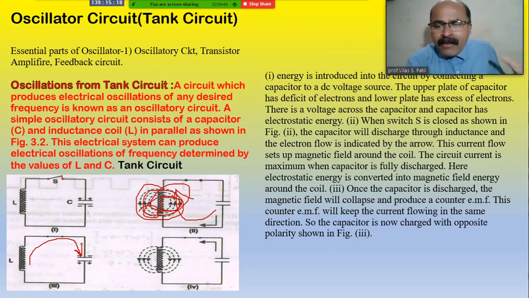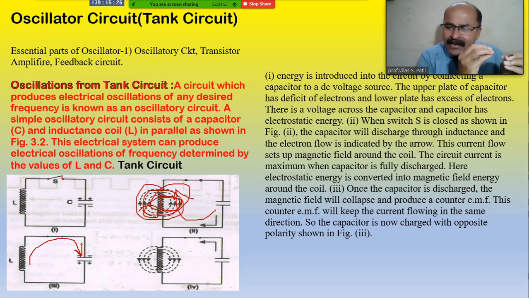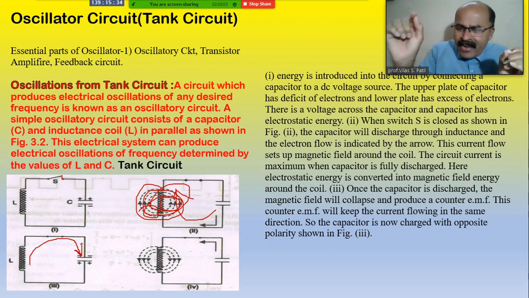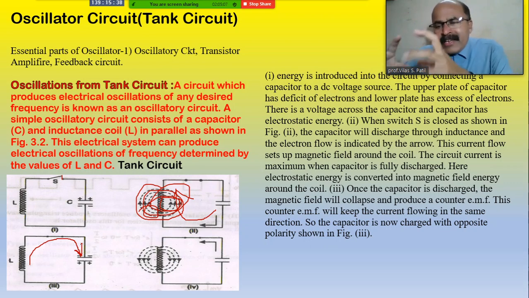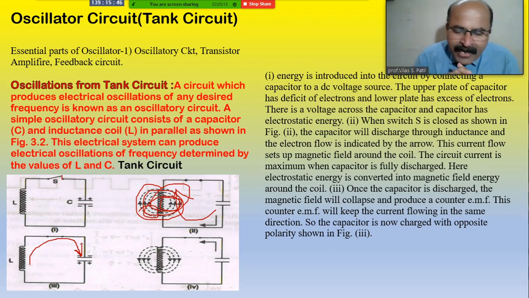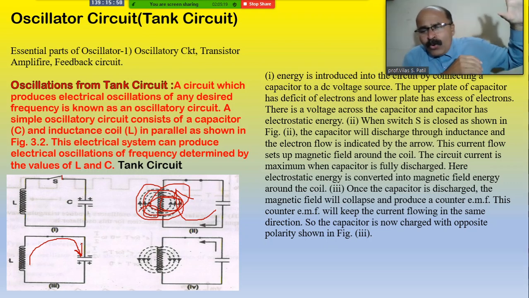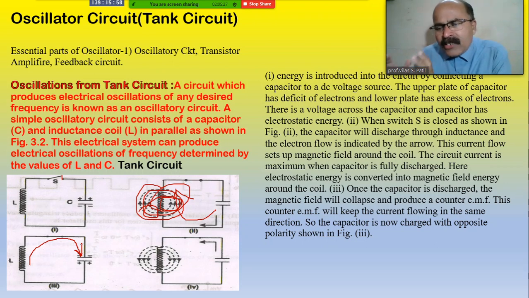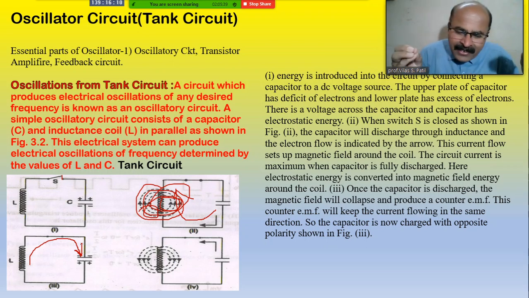In this manner, again, the magnetostatic energy produced across the inductance will collapse, and again that back EMF, that current flowing in the same direction, recharges the capacitor in the manner shown, that is, the upper plate becomes negatively charged and the lower plate positively charged. When the whole energy across the inductance has collapsed, the capacitor will be maximally charged and the electrostatic energy stored across the capacitor will become maximum. Again, when the whole energy across the inductance has collapsed, the capacitor again discharges from negative charge to positive charge in the reverse direction.